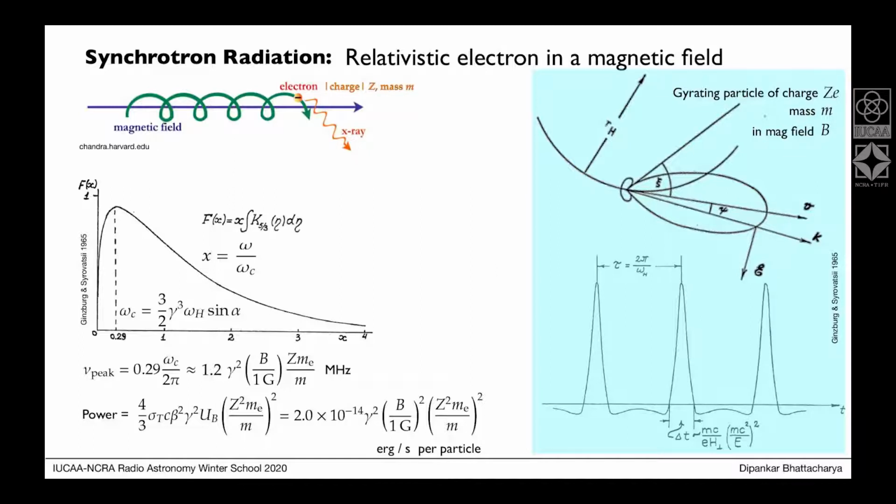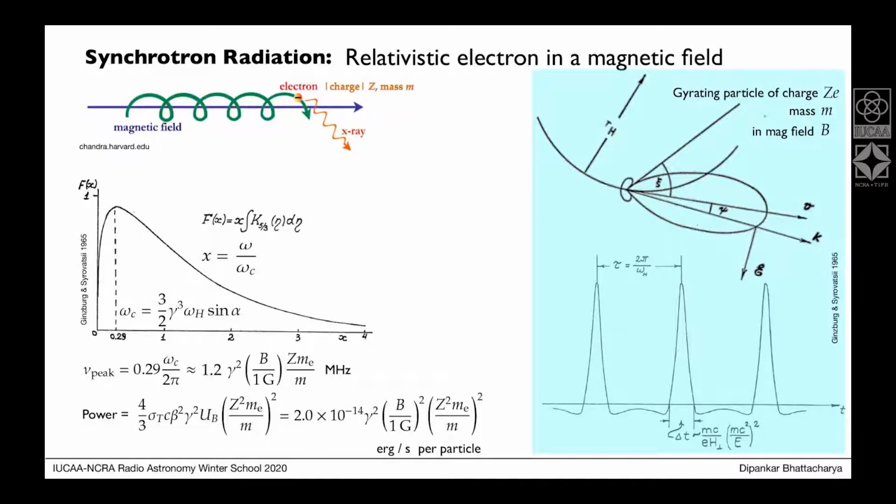So unlike low velocity electrons, the electron moving in a circular orbit and producing a sinusoidal electric field, you would now see an electric field which is strongly peaked in time, and then it's very low for most of the rest of the time. So it's a very short duty cycle. A schematic is shown at the bottom right.